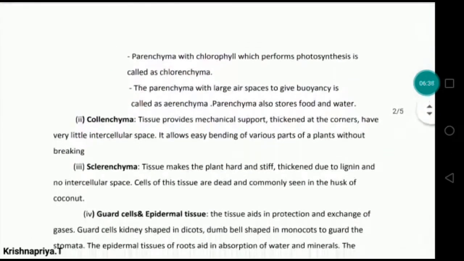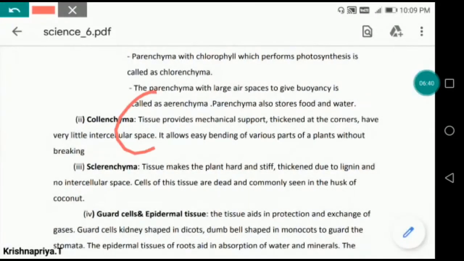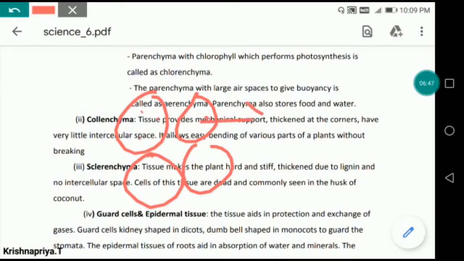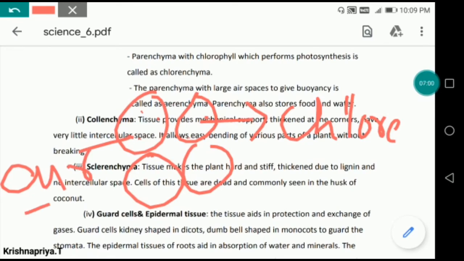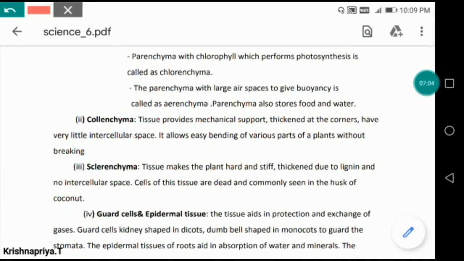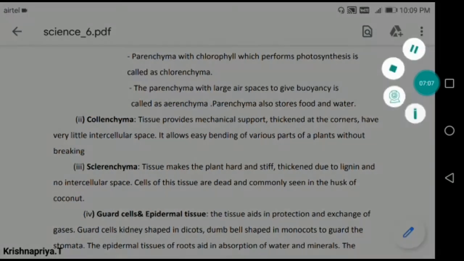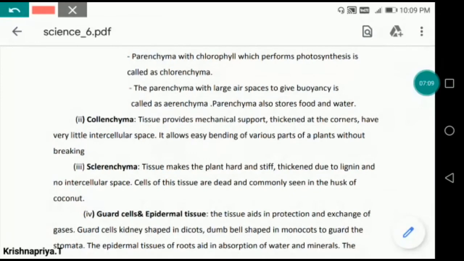In parenchyma tissue, suppose the parenchyma tissues are there and chlorophyll pigment is filled in them, so this is known as chlorenchyma. The same tissue, if it is filled with chlorophyll, is known as chlorenchyma. And if air is filled in the same tissue, it is known as aerenchyma. So parenchyma is again divided into three types: parenchyma, chlorenchyma and aerenchyma.